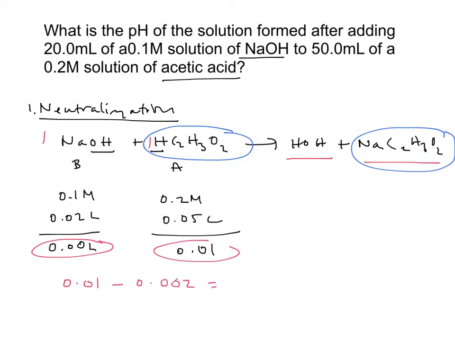I will have 0.008 more moles of acid than base. So at the very end of this problem, I have 0.008 moles of acetic acid, let's remember that. If I know the concentration, then from this point on it's just the same problem that you've been doing. So let's make note of the volume at 70 milliliters.